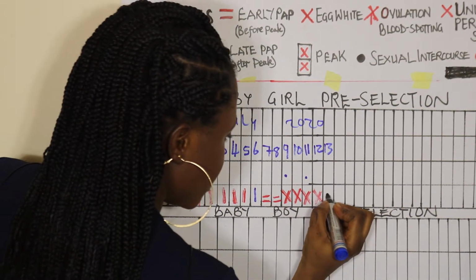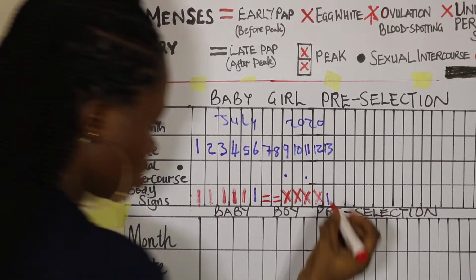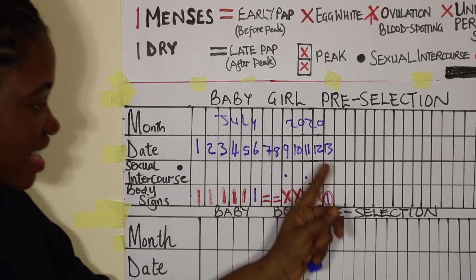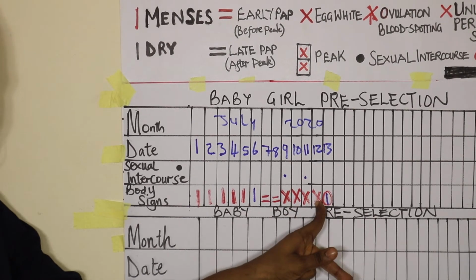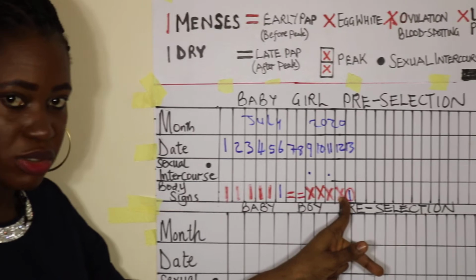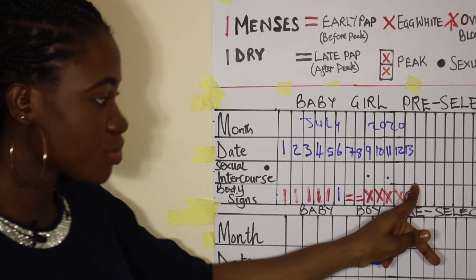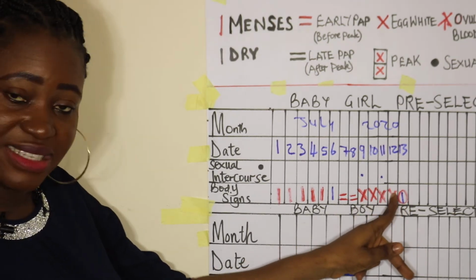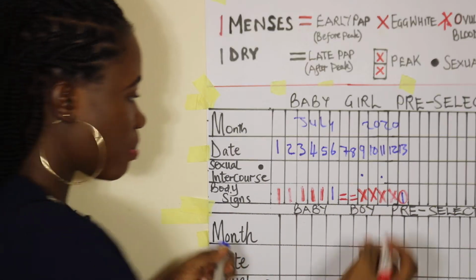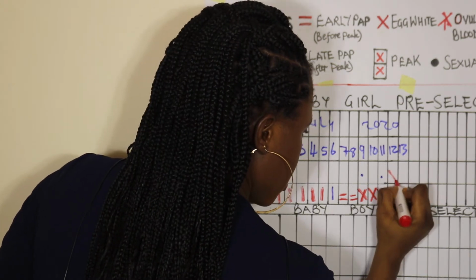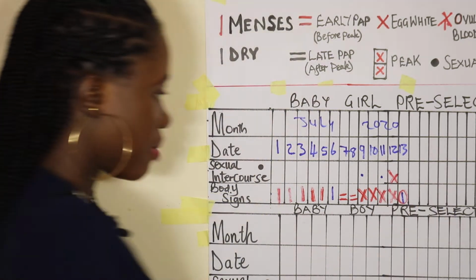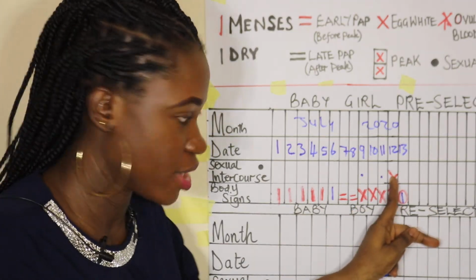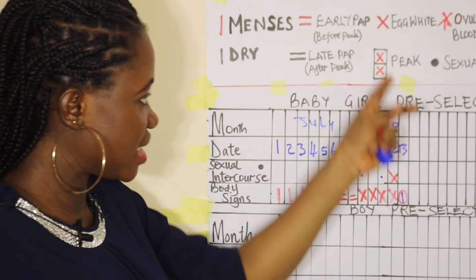So I'm going to write dry, and then she circled it, because she noticed that yesterday was the last day of her egg white fertile mucus, and today nothing came out. So today is her first zero day, and then yesterday was her peak. And because she's trying to conceive a baby girl, she's not supposed to have sex on her peak. On the day that she's supposed to ovulate, this is the peak sign.